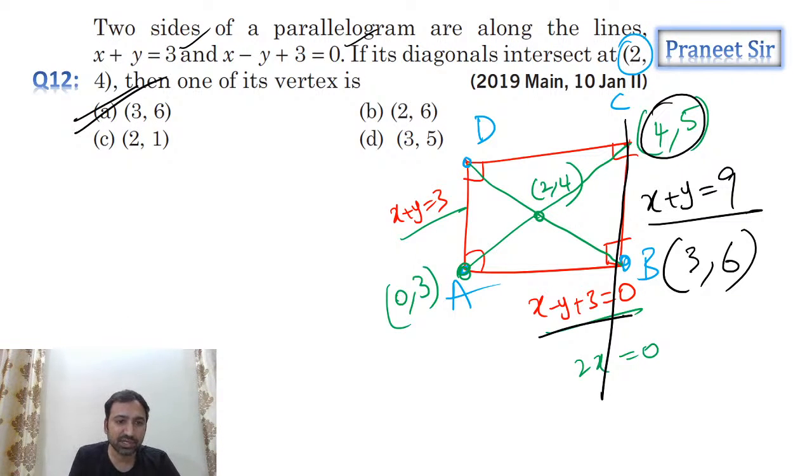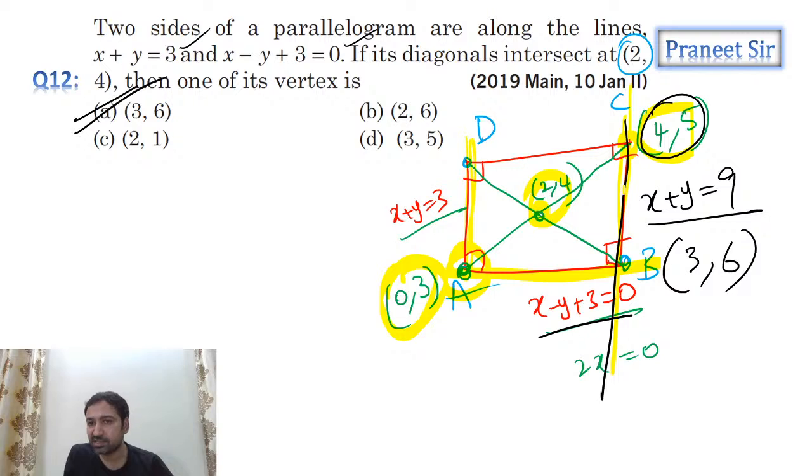So let's discuss this question, guys, how I calculated this. These two lines are given. And this point of intersection of diagonals is given. I just solved these two lines and I got the point A, 0 comma 3. Once I got A, midpoint of A and C should be 2 comma 4. From this I calculated C.